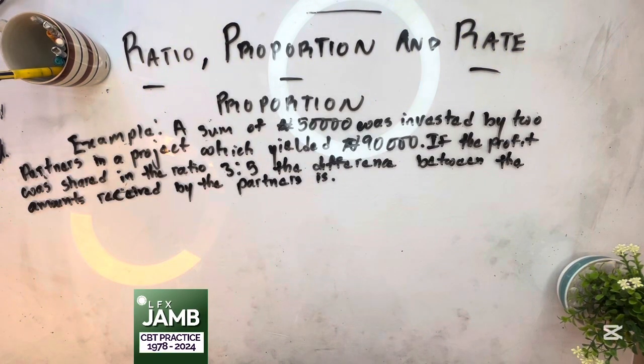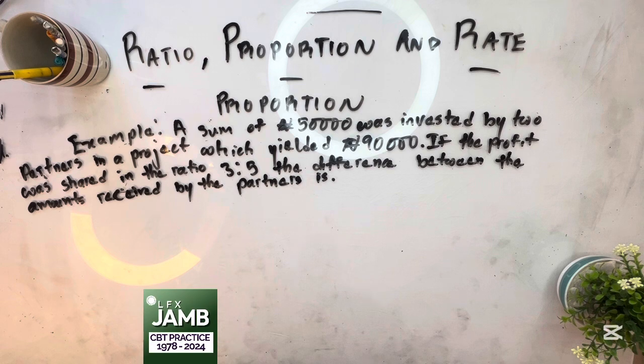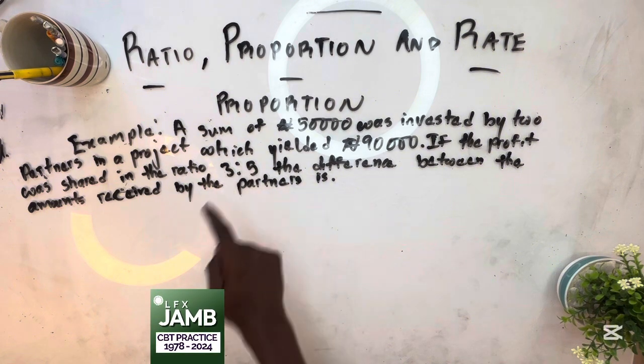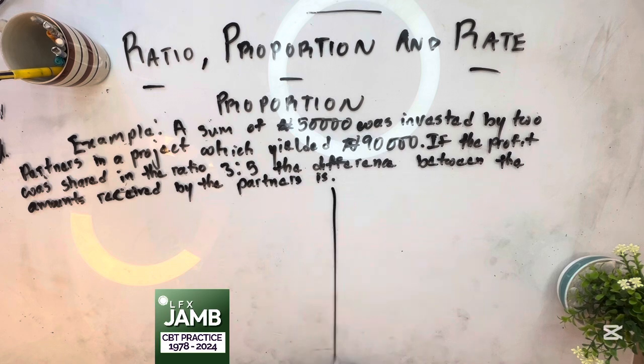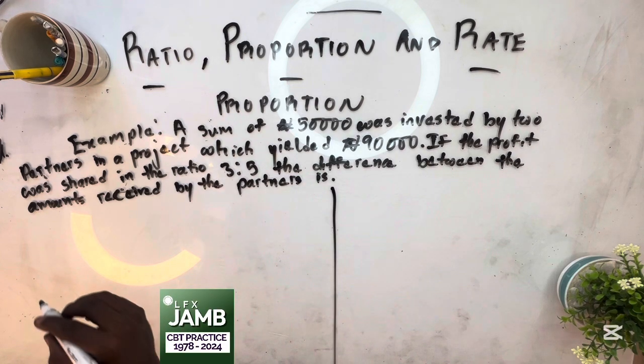Welcome back. The question says, a sum of 50,000 was invested by 2 partners in a project which yielded 90,000. If the profit was shared in the ratio 3 ratio 5, the difference between the amount received by the partner is. Now, to solve this question, we'll write out the parameters carefully.